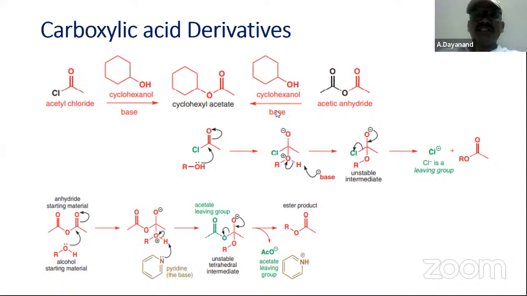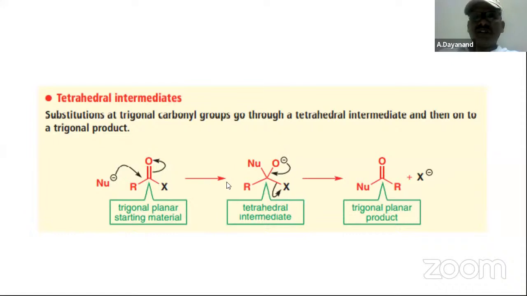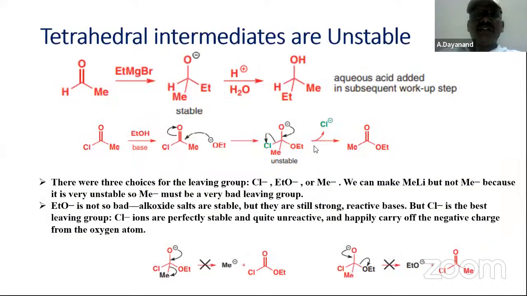In the presence of base also, this reaction takes place. Acetyl chloride, acetic anhydride also, this black one is the leaving group. This chloride is the leaving group. Tetrahedral intermediate is formed in all these reactions. Tetrahedral intermediates are very less stable, therefore they easily break down. The tetrahedral intermediate is going to lose this chlorine easily, and as a result, again a substituted compound is formed.